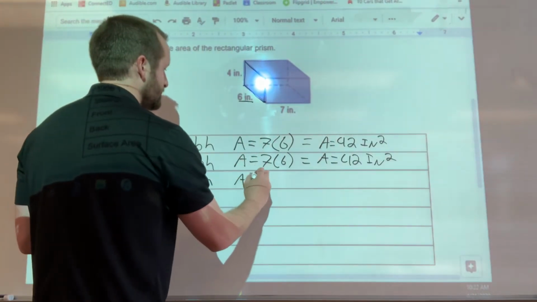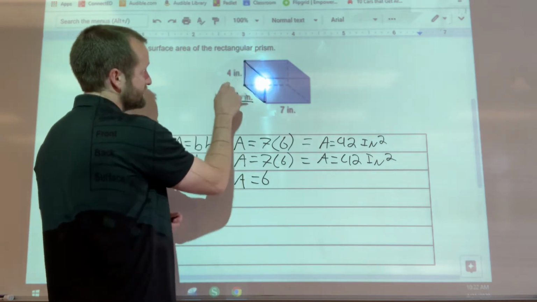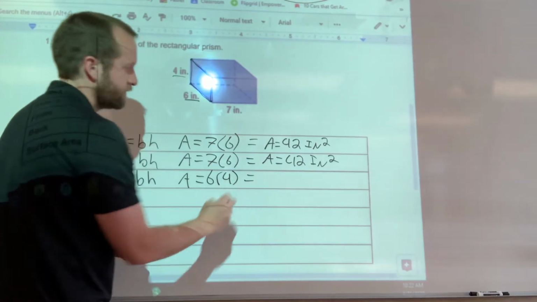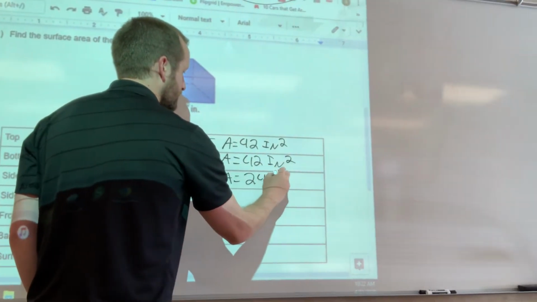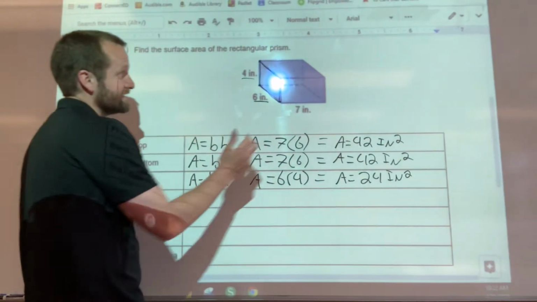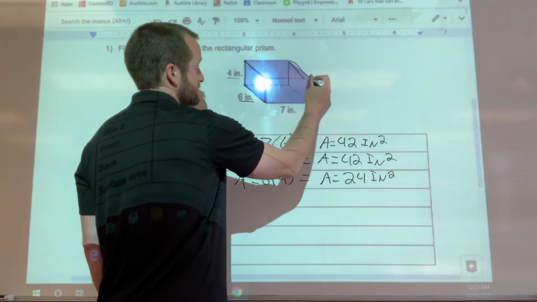So I'm going to replace the B with 6. And then from right there to right there, that distance is 4 inches. So we're going to do the area equals 6 times 4. 6 times 4 is 24. So the area equals 24 inches squared. So that's the first side. Now the second side right over here, just like the top and the bottom, these are congruent.